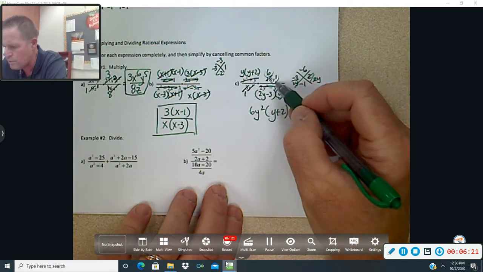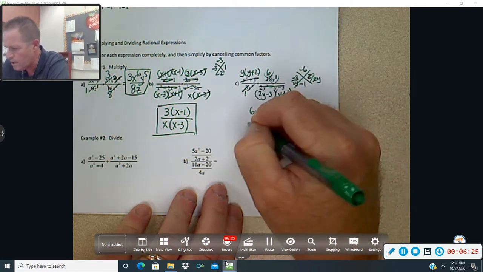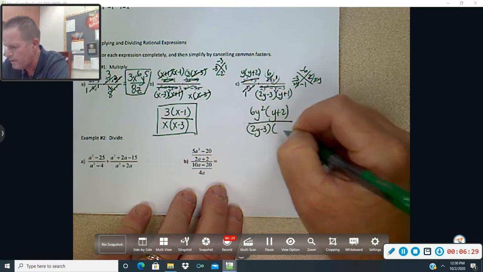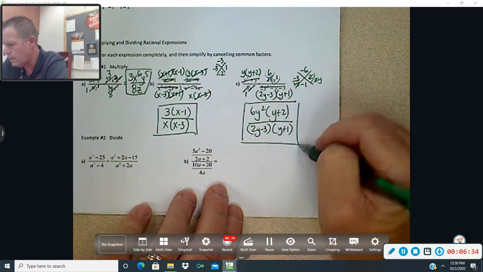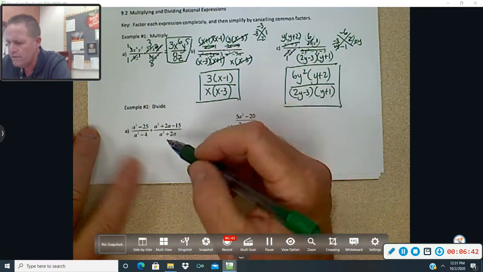Again, 6y times y is where I got 6y squared. The y plus 2 just comes along, over what's left on the bottom, 2y minus 3 times y plus 1. And there you go. You got it. Again, not easy by any stretch, but definitely doable. Now, division. Division's pretty easy.